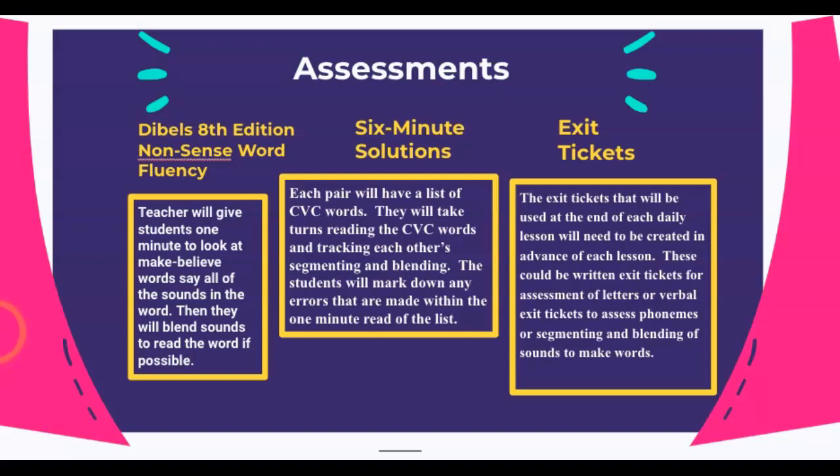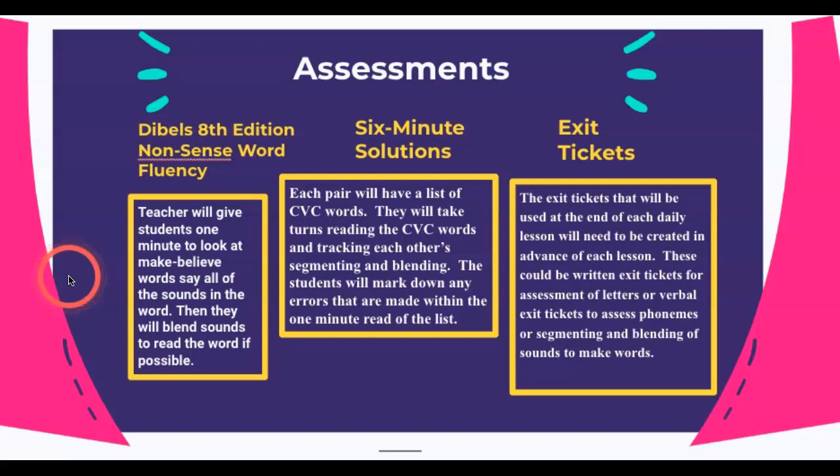I used a variety of assessments. I used, as I mentioned earlier, the DIBELS 8th edition nonsense word fluency. And the teacher would give students 1 minute to look at a make-believe word, say all of the sounds in the word, then give them a chance to blend the sounds to read the word if possible, and see how many words they could do in that 1 minute.